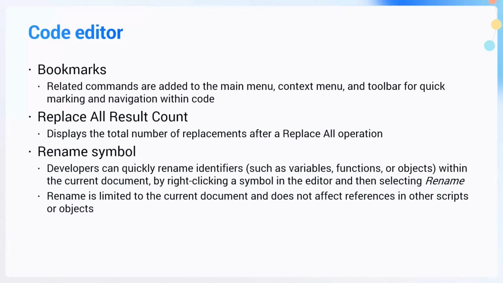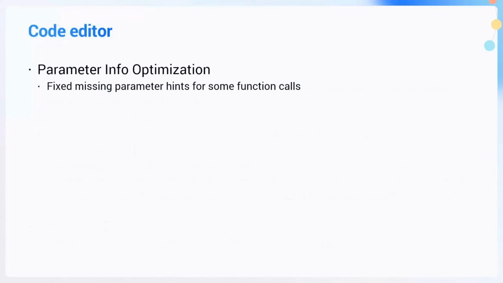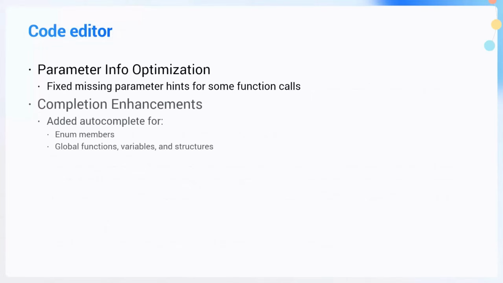Rename symbol allows you to, within a script, rename identifiers such as variables, functions, or objects. You just right-click and hit rename. Now this won't apply outside of the current document. It's not a global search and replace throughout the entire application. And then the quick info has been optimized. There were some missing tooltips for certain functions, variables, and classes. Those have been added. Parameter information has been optimized. There were some missing parameter hints for some function calls.